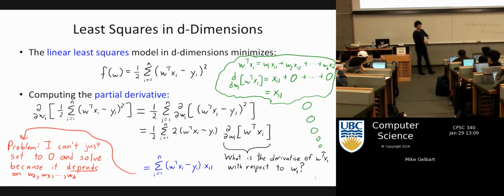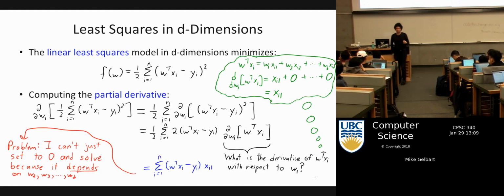And now this thing in red is what I kept saying at the end of last class, which was, well, we want it to be 0, but look at it. It involves the whole W vector, not just W1. So if we wanted the thing to be 0, we can't just set W1 to the right thing without knowing what all the W's are. So this is what I was getting at last time, that all the W's affect all the partial derivatives, and that's why we're getting this d by d linear system in the end, instead of just d independent equations that we could just solve one by one.